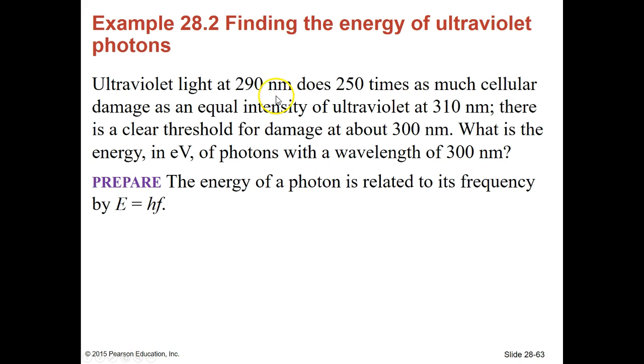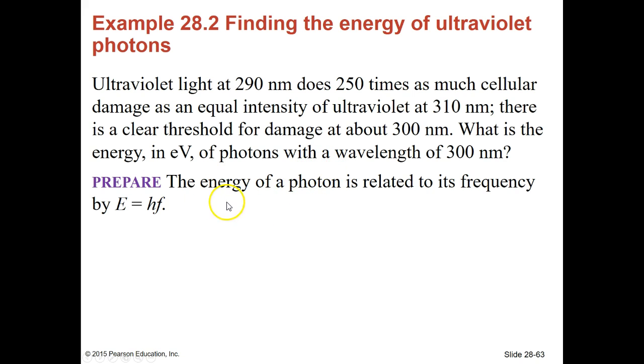Ultraviolet light at 290 nanometers does 250 times as much cellular damage as an equal intensity of ultraviolet at 310 nanometers. So there's a clear threshold for damage at about 300 nanometers. They want to know, what is the energy in eV of photons with a wavelength of about 300 nanometers.